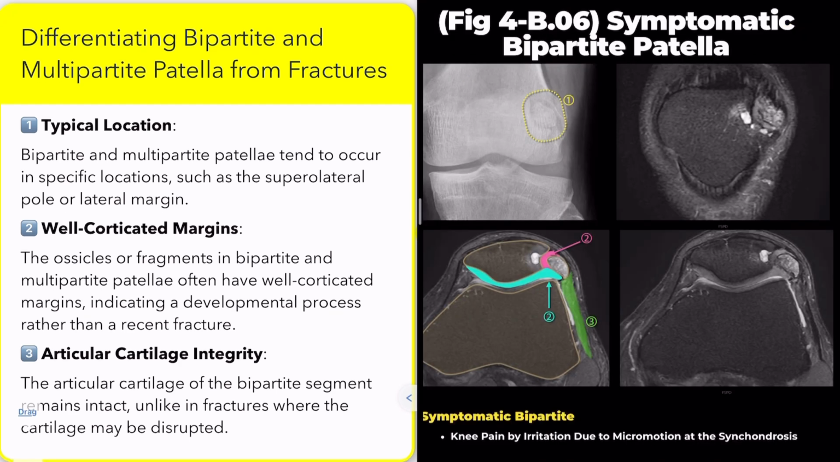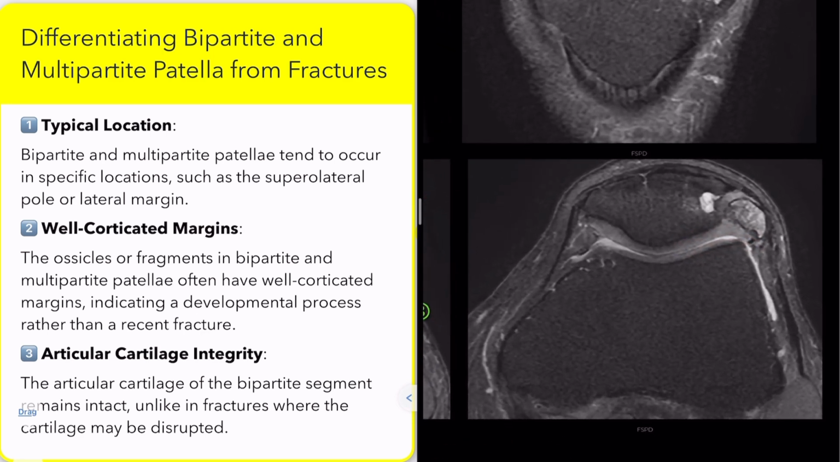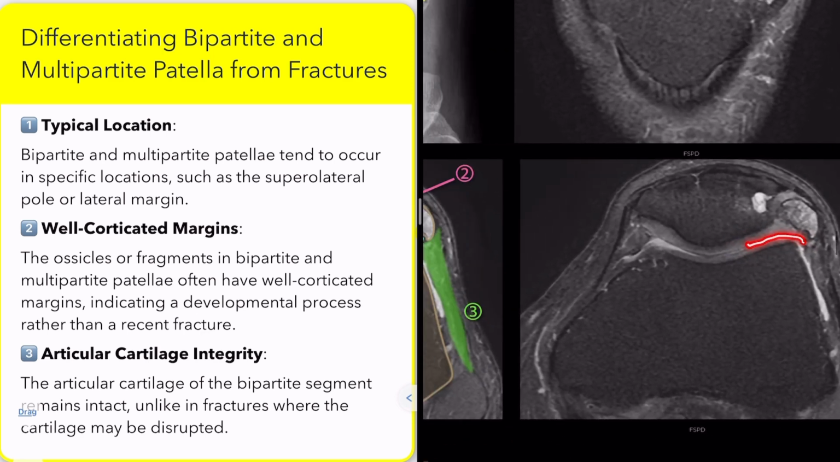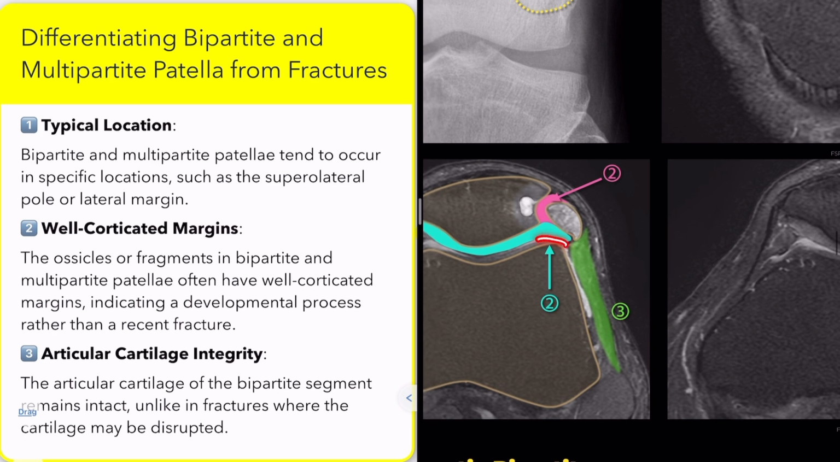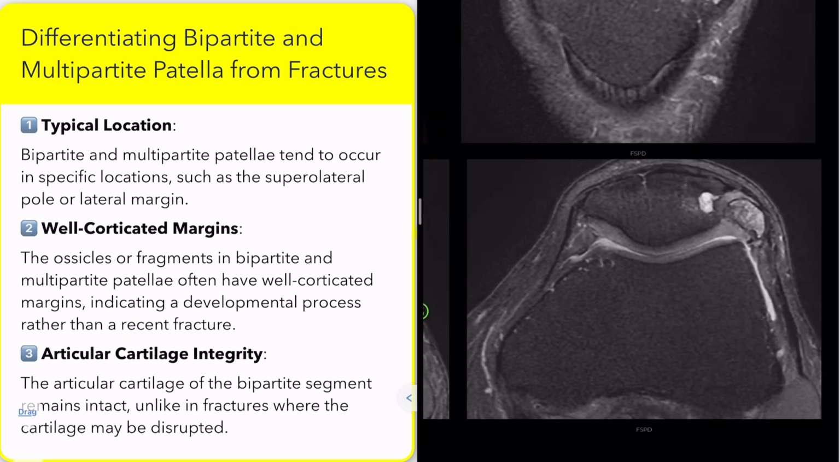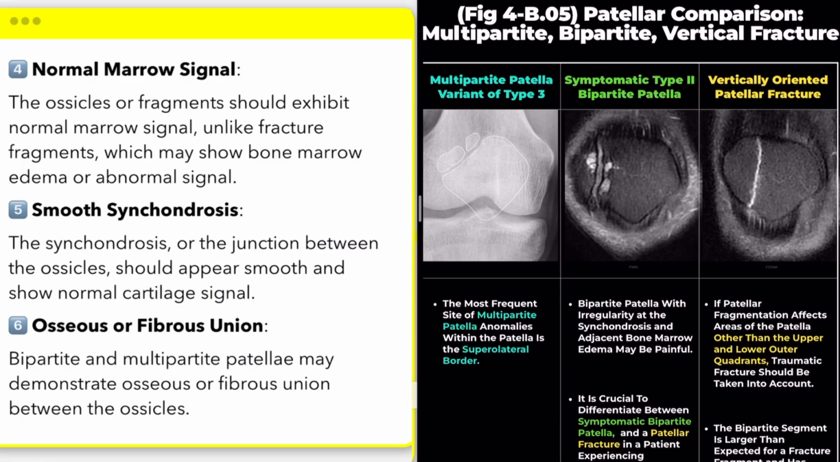Third, articular cartilage. The articular cartilage overlying the bipartite segment remains intact and shows normal signal intensity on MRI. In fractures, the cartilage is usually disrupted or displaced. Fourth, marrow signal. The ossicles in a bipartite patella should demonstrate normal marrow signal intensity. Fracture fragments, on the other hand, may exhibit bone marrow edema or abnormal signal changes.